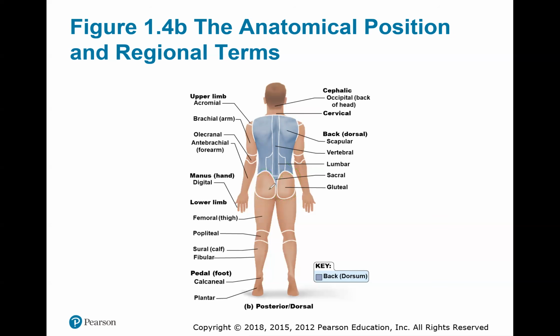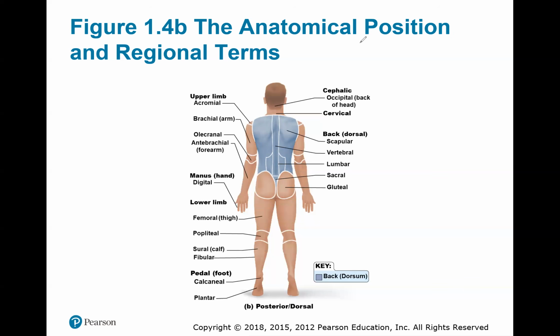Again, for the actual lower limb, the thigh will keep the same name, the femoral region. The knee, though, is going to change. So the anterior knee we refer to as the patellar region, because the patella is the kneecap. On the back of the knee, we call this the popliteal region. So we have two different names for the knee. Be very careful with this one. Patella is anterior, popliteal is posterior.